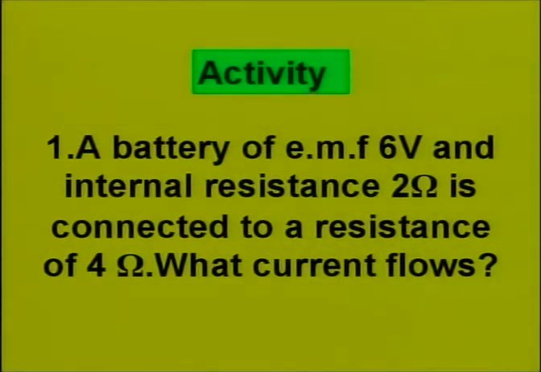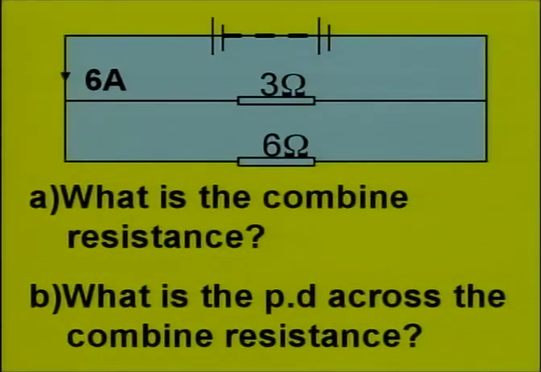All right, question number 2. Have you finished copying that question? Okay, here is question number 2. A circuit is shown there. What is the combined resistance? What is the potential difference across the combined resistance? There are 3 more questions that I will give you, so just copy those 2 first, including the diagram.